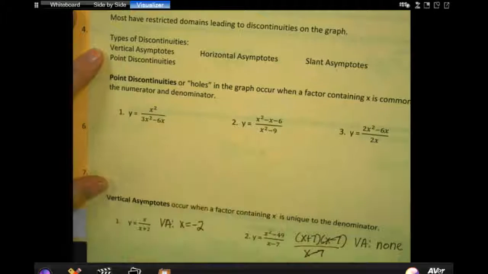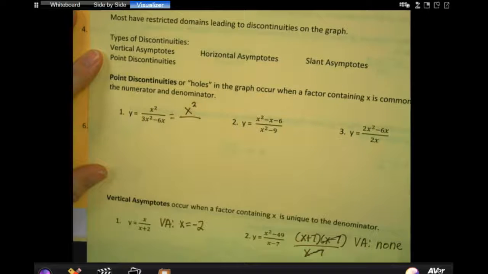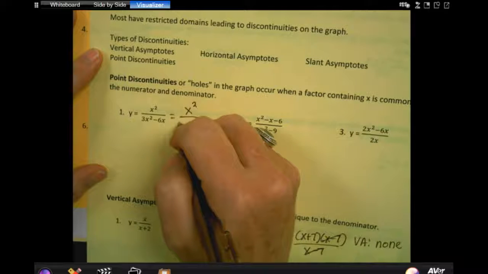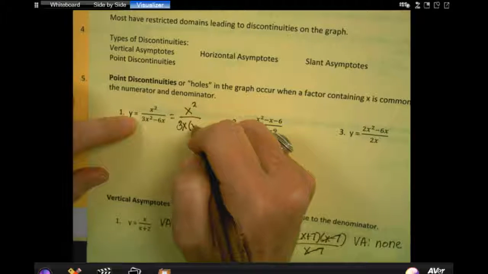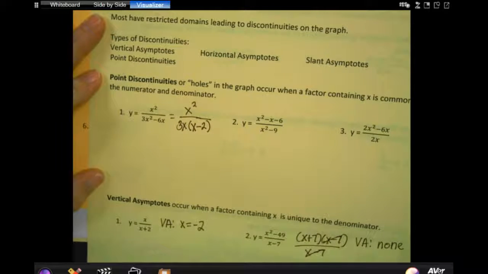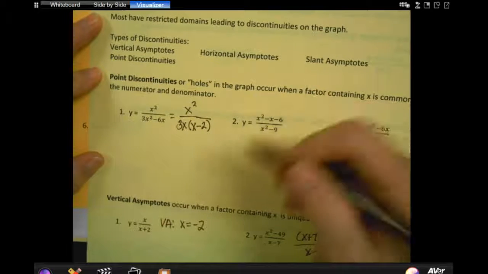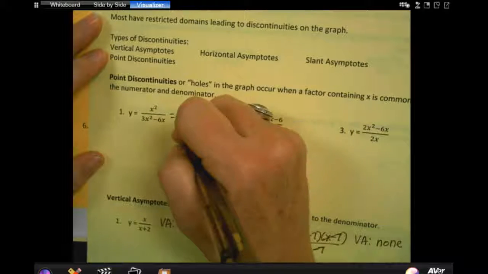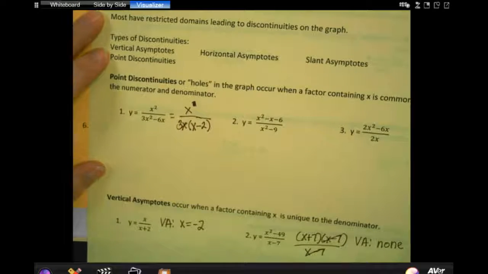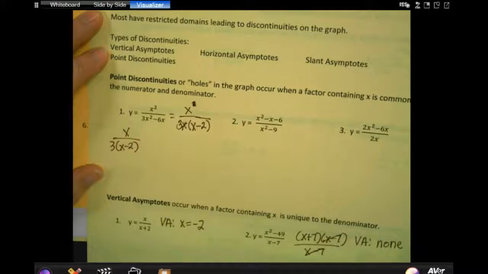All right. So on the next one, I can't do anything on top, but on bottom, what can I factor out? 3x, and that's going to leave me x minus 2. How many x's are on top? How many are on bottom? So can I cancel out one of the x's? So if I cancel out this x, it leaves me one x here. So I'm left with x over 3 times x minus 2, right?